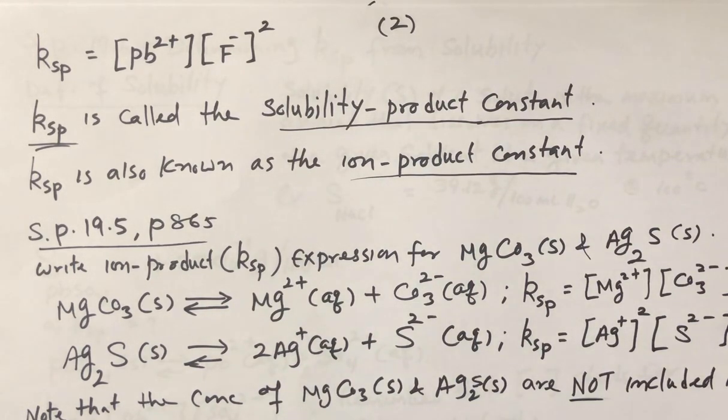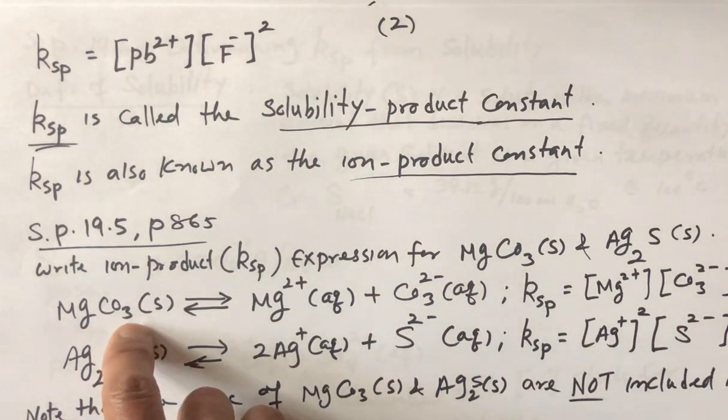Now, sample problem 19.5 on page 865 in your textbook takes you through some useful practice on how to write KSP for different ionic compounds, for example, magnesium carbonate and silver sulfate. There are some examples here.